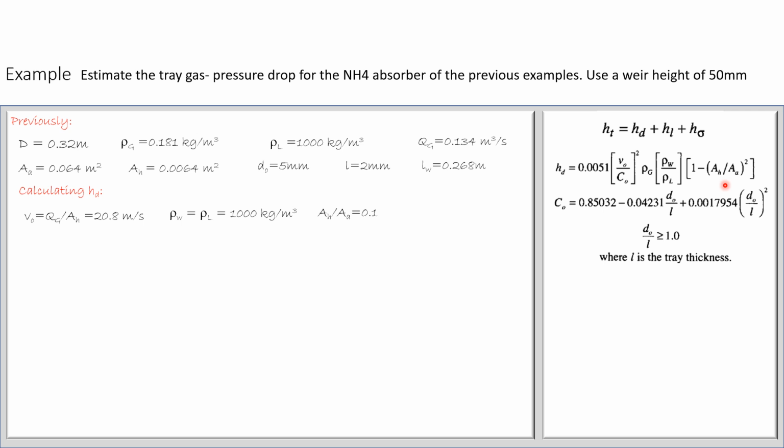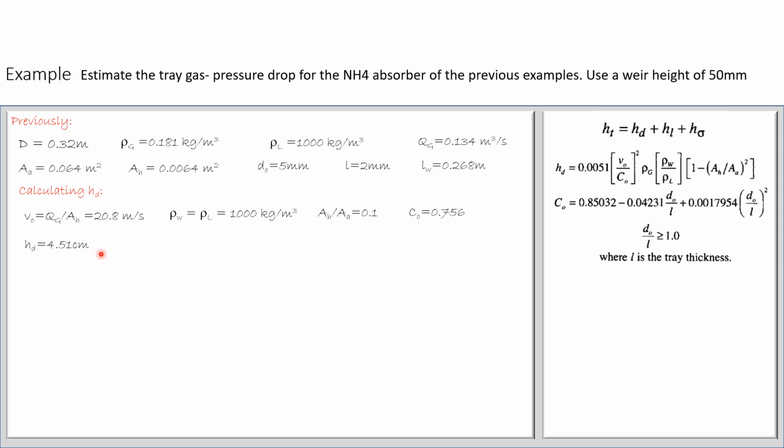We knew from the previous example AH over AA equals 0.1. So now we can calculate C naught using 5 millimeter and 2 millimeter. C naught will be equal to 0.756. And then we can calculate HD by substituting everything, which will be equal to 4.51 centimeter of water per tray.